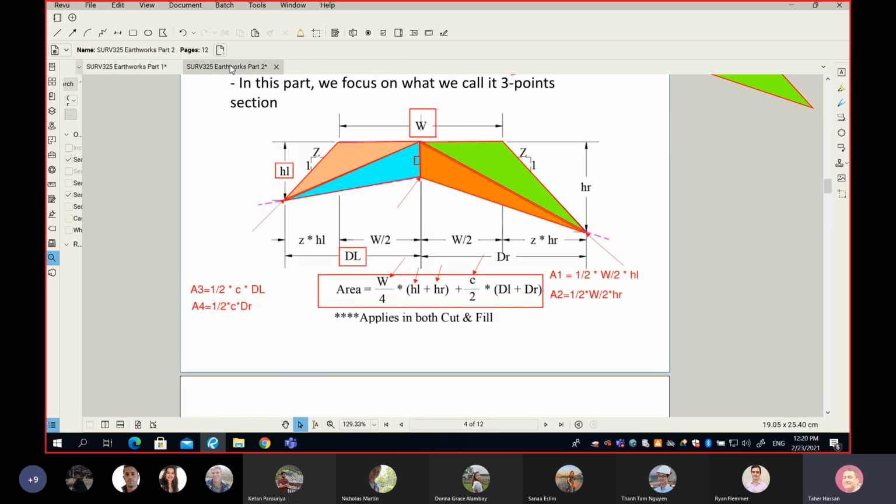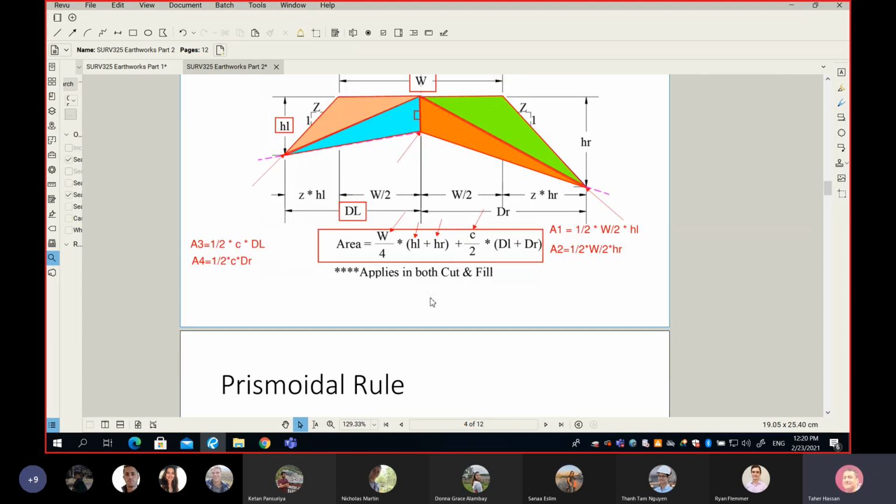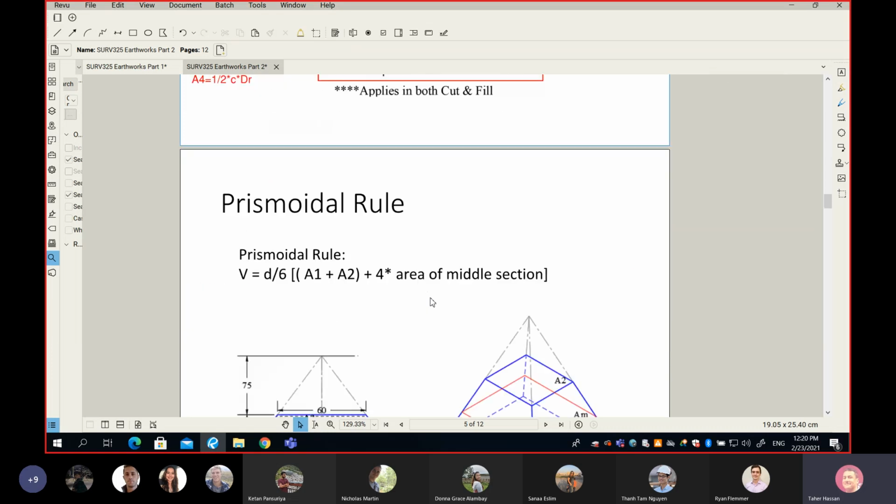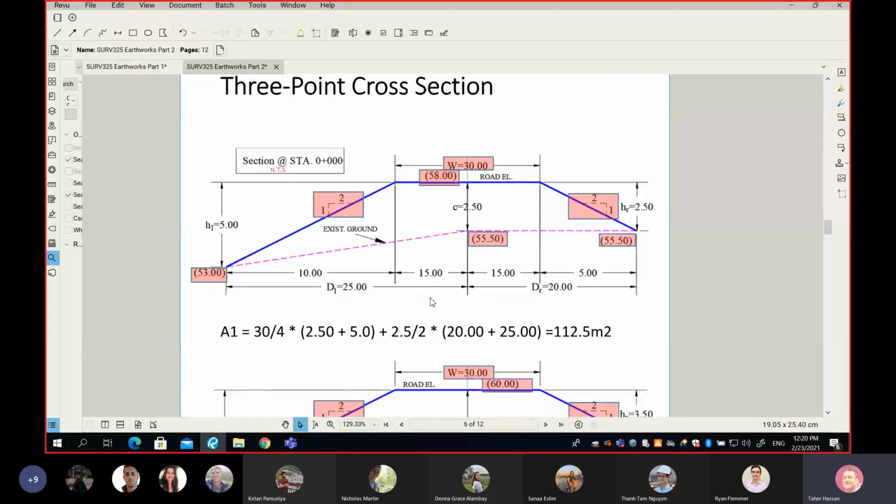So we'll do the same thing here. If you're able to estimate the cross-section area using this equation at station 0 and 25 and 50 and 75, like every 25 meters, then what you should do is use trapezoidal or Simpson to find the volume. I think it's a good time for now to do some exercise.